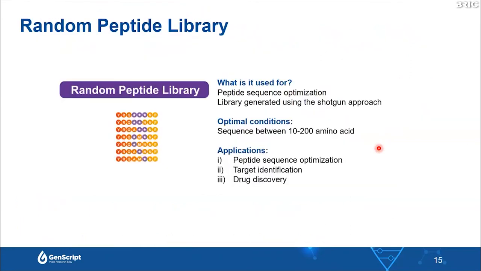Another way to optimize a peptide sequence is through a random peptide library. Unlike the positional scanning peptide library, this random peptide library uses a shotgun approach, resulting in randomness of the peptide library. The input sequence could again be between 10 to 200 amino acids, and they are good, again, for peptide sequence optimization, but also for target identification and drug discovery.